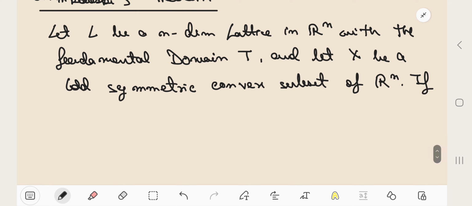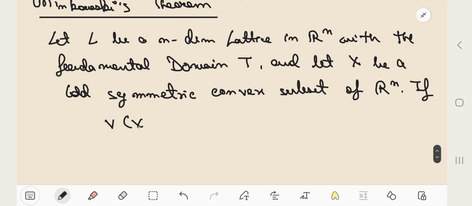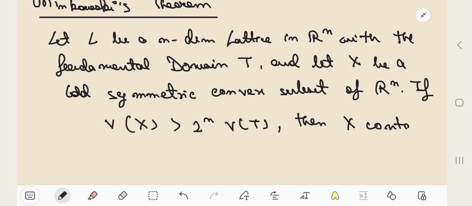If the volume of X is greater than 2 to the power n times the volume of T, then X contains a non-zero point of the lattice, a non-zero point of L. In other words, X intersection L is non-empty; in fact, there is a non-zero point in the intersection. This quite resembles the figure which we previously used.